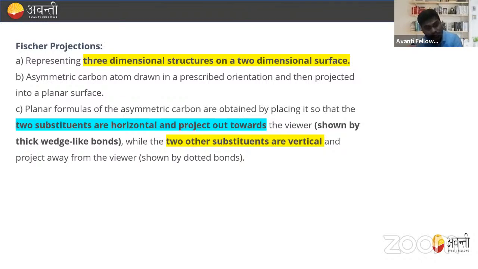The planar formulas of the asymmetric carbon are obtained by placing it so that two substituents are horizontal and projected out towards the viewer, shown by thick wedge-like bonds, while the two other substituents are vertical. So let me show you. Just wait for a second.